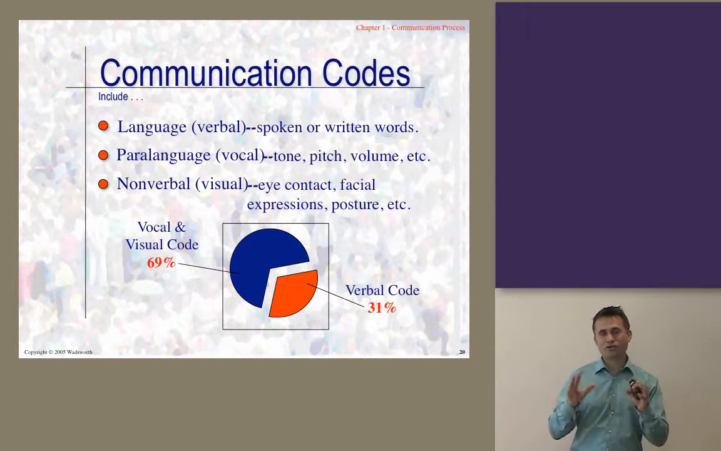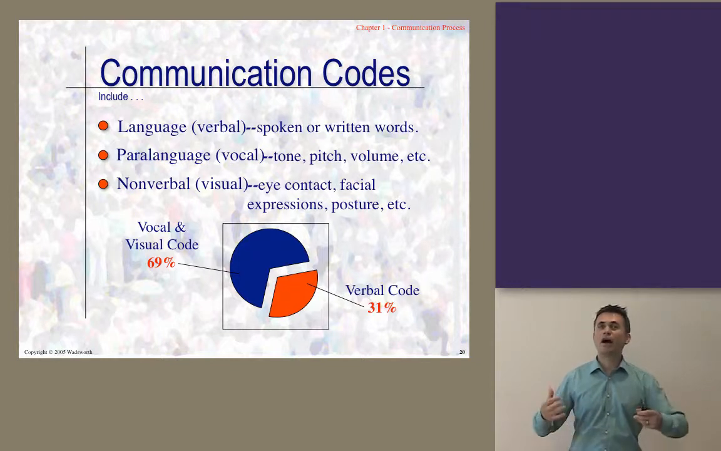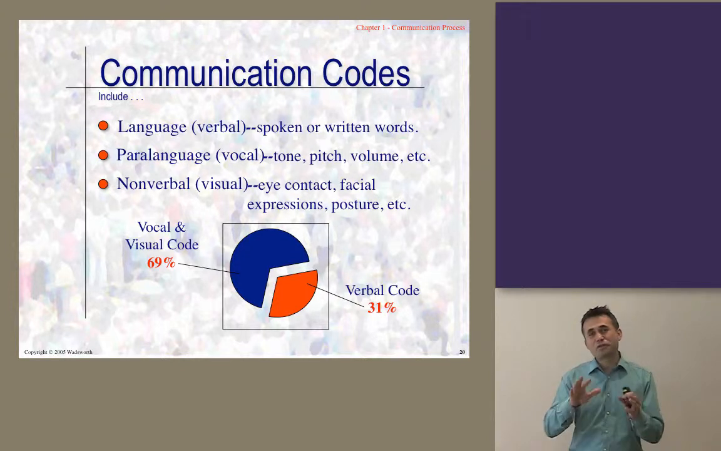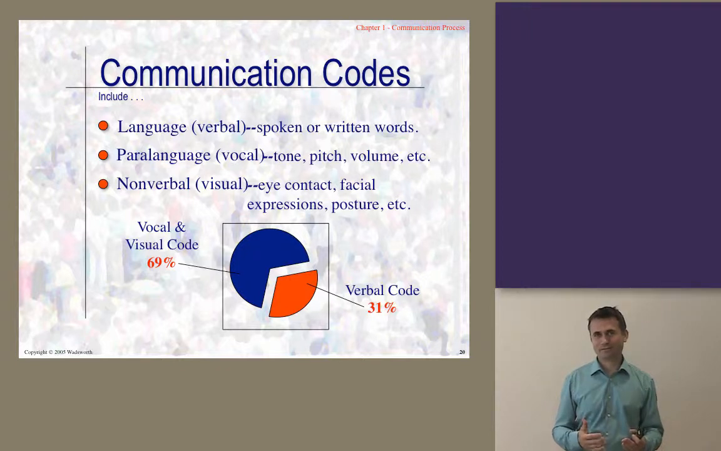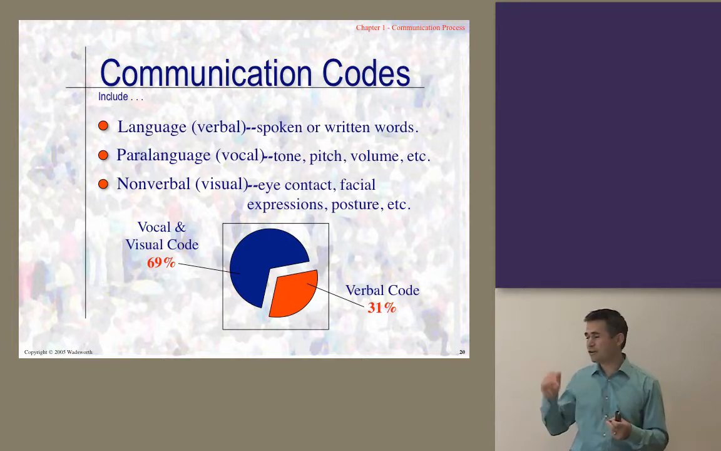70% of what you say is judged by how you say it and how you appear when you say it. Around 30% is judged by what the words really mean. I heard one Chinese proverb that says that your actions speak louder than your words. And I think this quite nicely illustrates this principle of communication codes: the language code, paralanguage code, and nonverbal code.